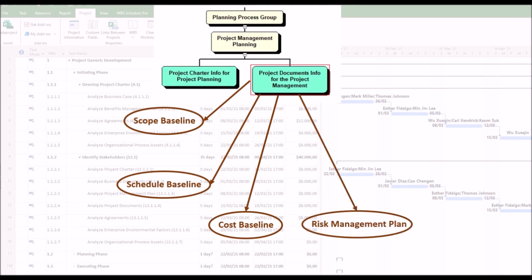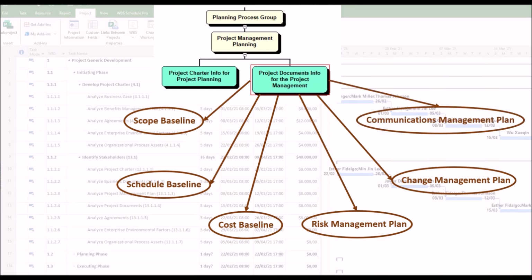4. Risk management plan. It outlines how risks will be handled. 5. Change management plan. It defines how changes will be processed. 6. Communications management plan. It specifies stakeholder information flow.